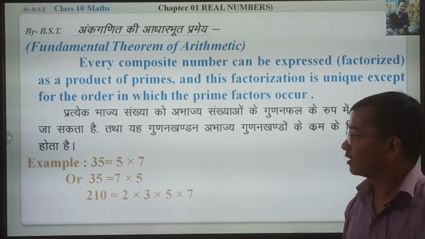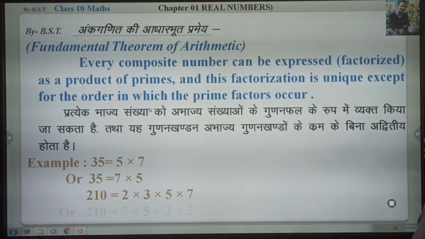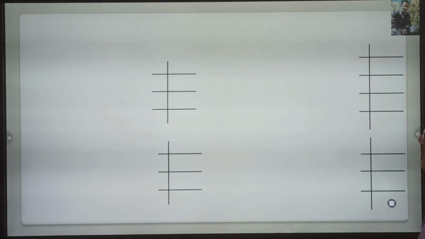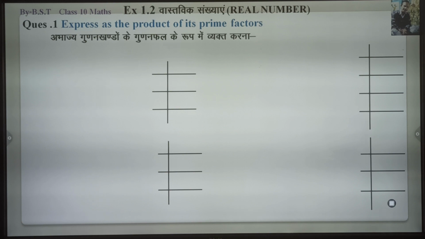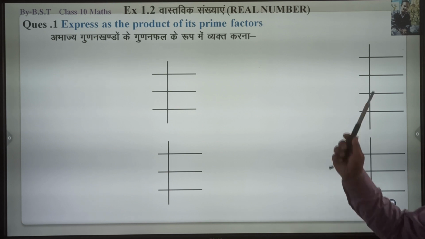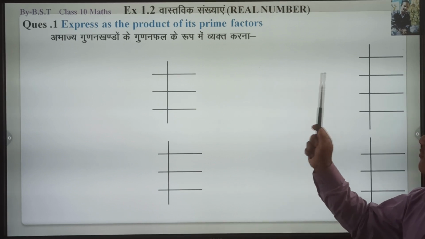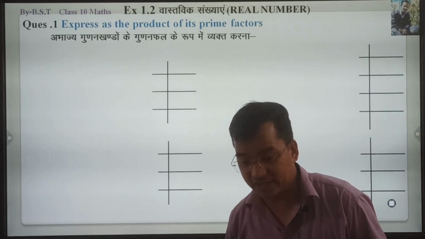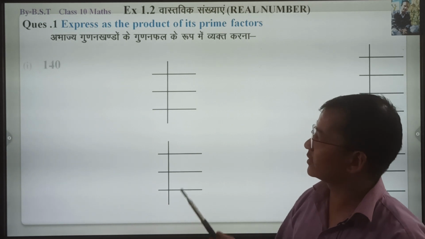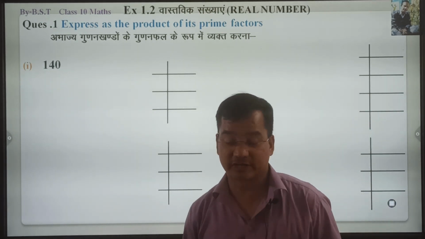So today in exercise 1.2 we have to find the prime factorization of given numbers, expressed as the product of its prime factors. हमको क्या करने, प्राइम फैक्टर करने. Let us start students. First we are given 140.